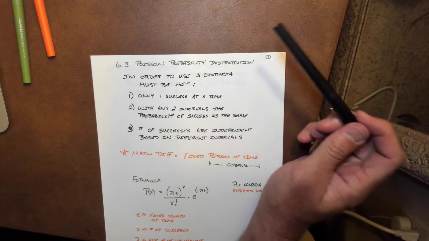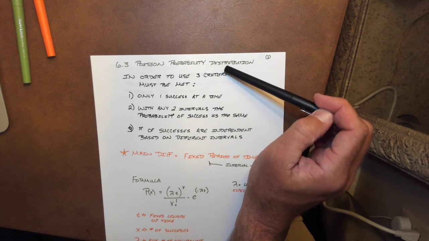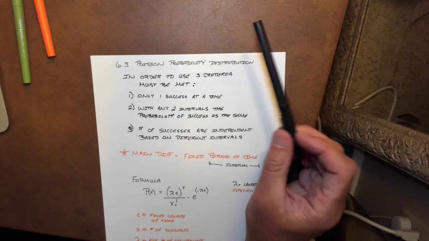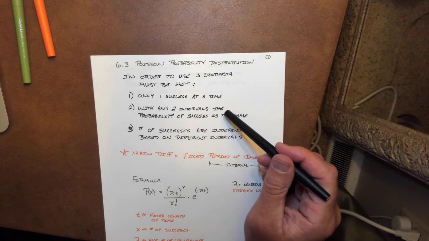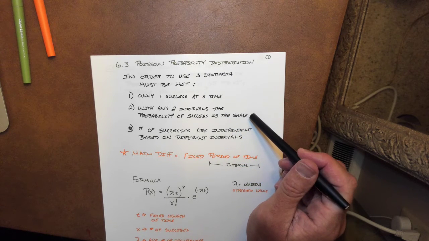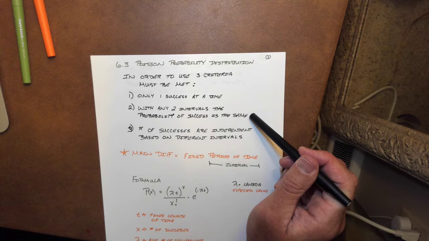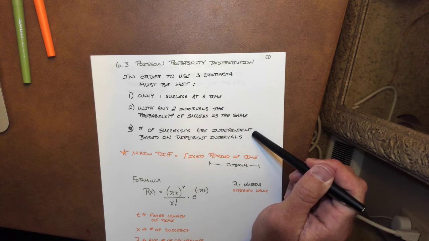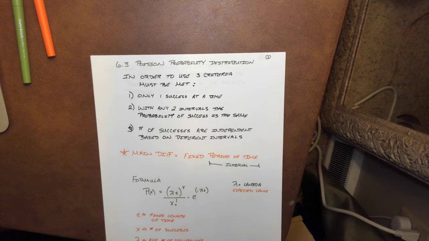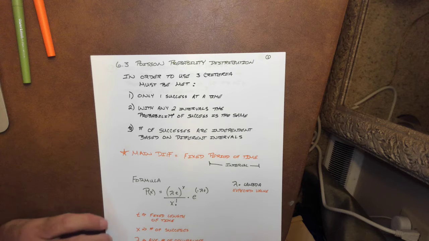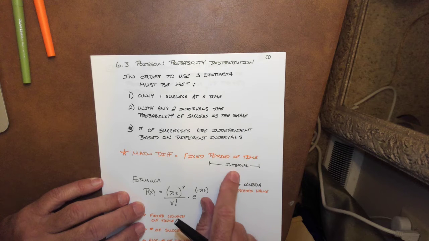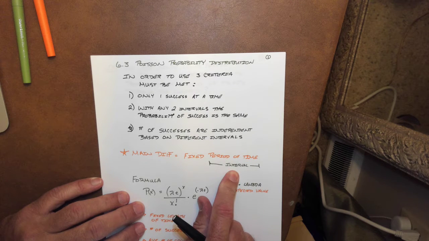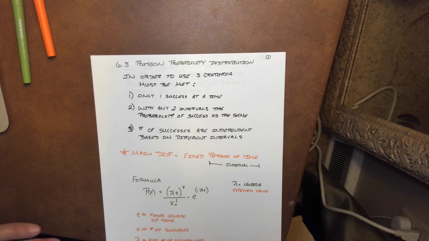So here's what we have to have. Three criteria have to be met for this to be used. And they are: only one success at a time. With any two intervals, the probability of success is the same. And the numbers of successes are independent across different intervals. Before we get all freaked out about it, our main difference is there's a fixed period of time. That's going to be our interval. So we're figuring out some probabilities over a fixed period of time.